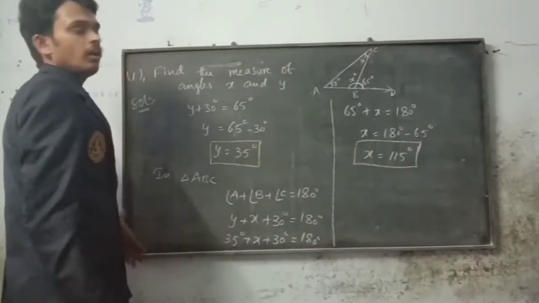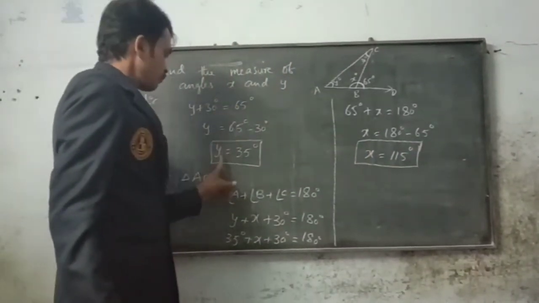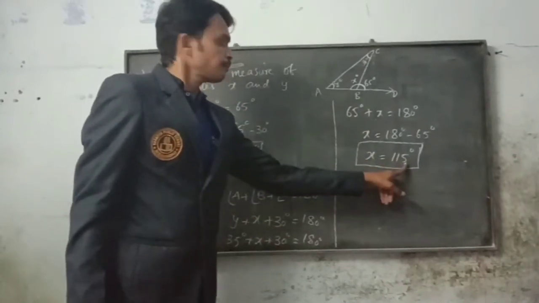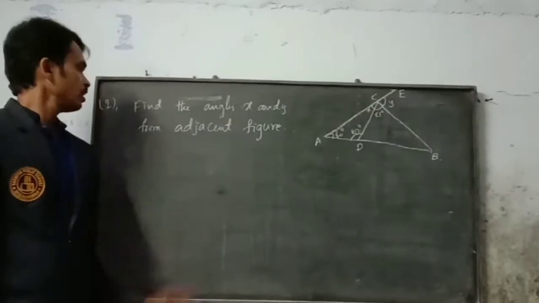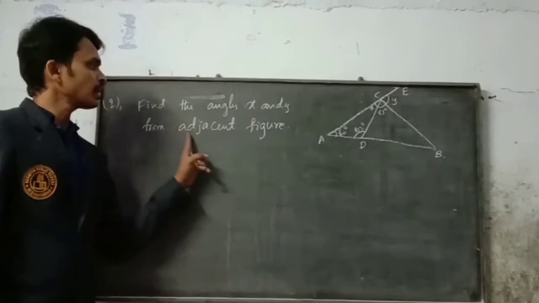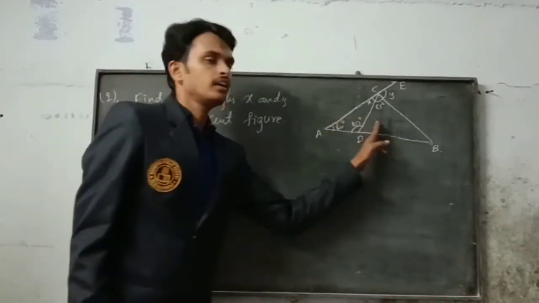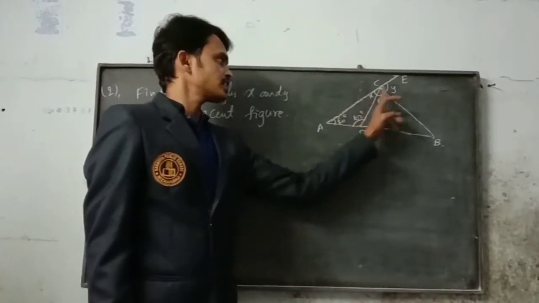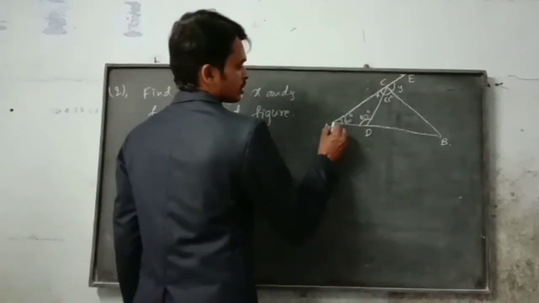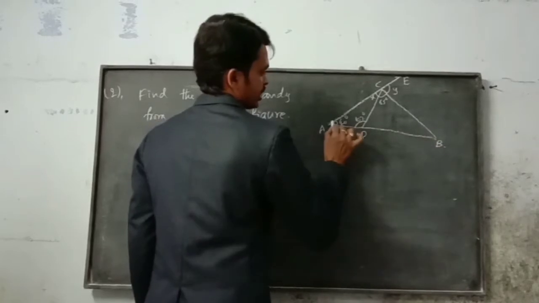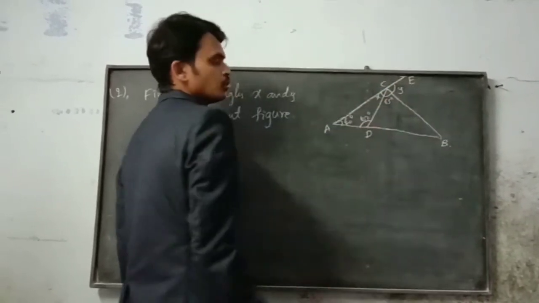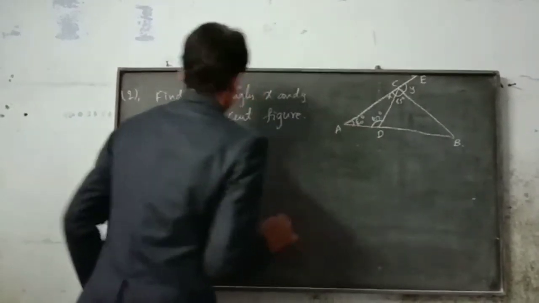So this is the problem. We got the angle y value 35 degrees and the angle x value 115 degrees. Find the angles x and y from the adjacent figure. Using this figure, we have to find the angle x and y values. So here, this total triangle is named triangle ABC. This side AC is extended up to E. Now, solution.